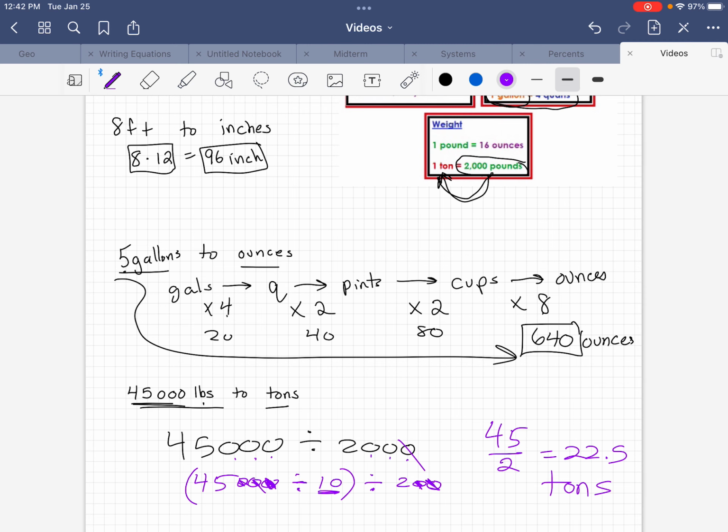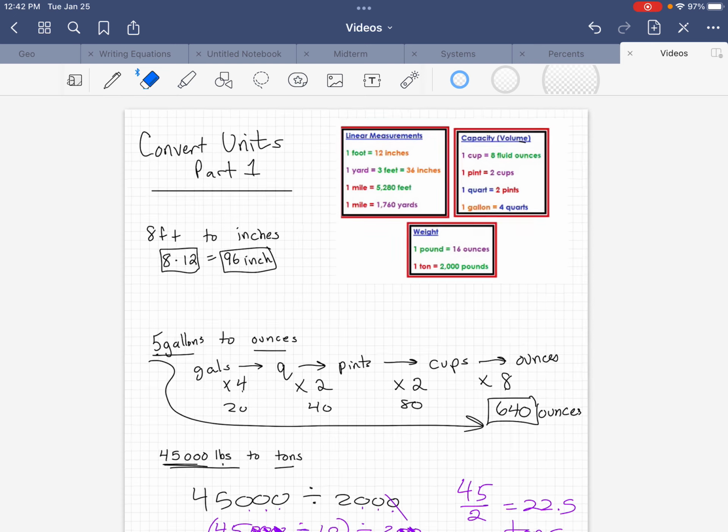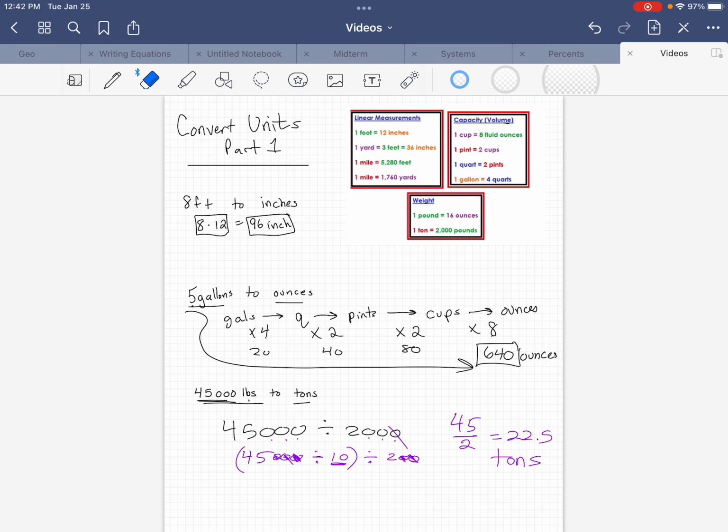So we're looking at using a chart in case you don't remember the values and the conversion factors. And we'll use those throughout the lessons on converting units, but either multiplying or dividing to get your answer.